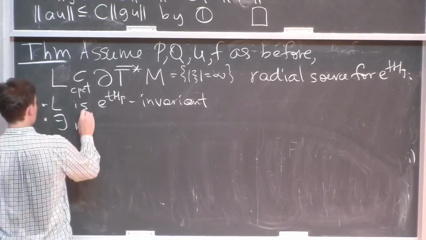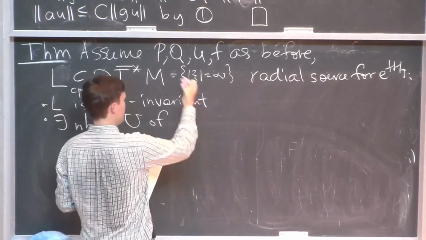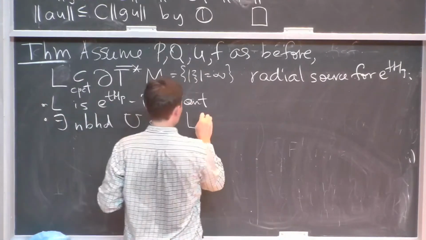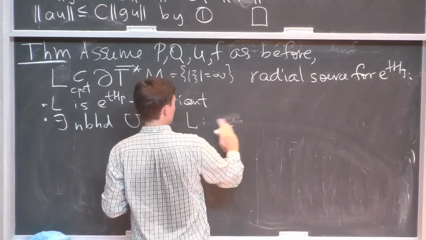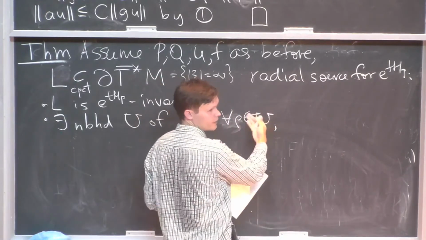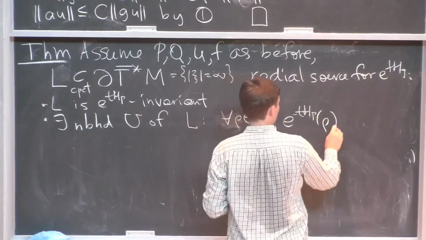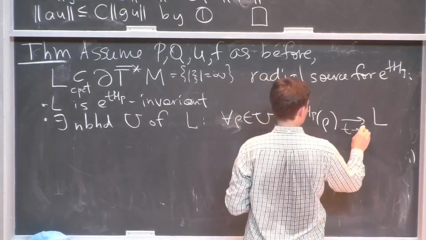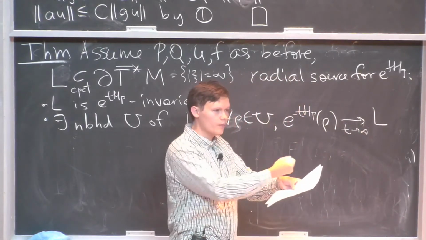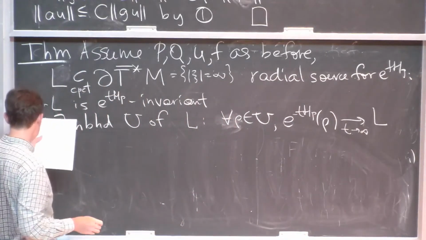Well, this means there is a neighborhood U of L in this fiber radially compactified cotangent bundle such that for every ρ in U, uniformly in ρ, e to the minus tH_p of ρ converges to L as t goes to infinity. That's what it means to be a source. If you're somehow close enough and you go backwards, you converge to L. And what does it mean to be a radial source?